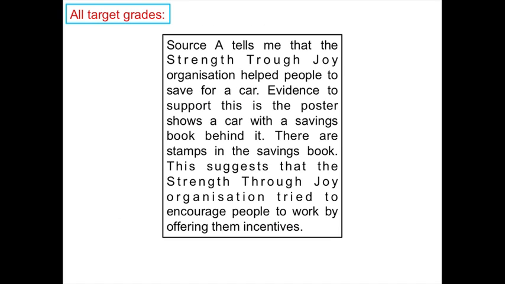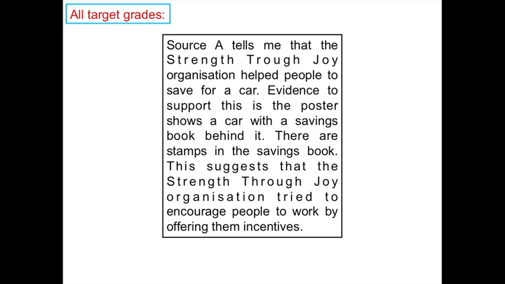This is an example answer. This is for all target grades. You should aim to make a point, give some evidence, and make an inference, regardless of your target grade. This answer says, Source A tells me that the Strength Through Joy organisation helped people to save for a car. Evidence to support this is the poster shows a car and a savings book. Behind it, there are stamps in the savings book. This suggests that the Strength Through Joy organisation tried to encourage people to work by offering them incentives.